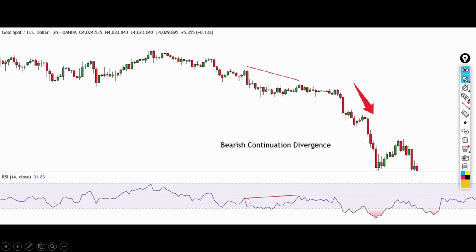The RSI is creating a higher high. The RSI indicates the momentum is gaining or rising, but because of the strong selling pressure, the sellers are absorbing the buying pressure, which tends to move the price in the same direction, that is towards the downside.